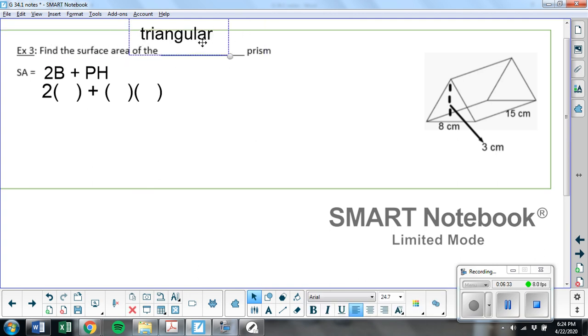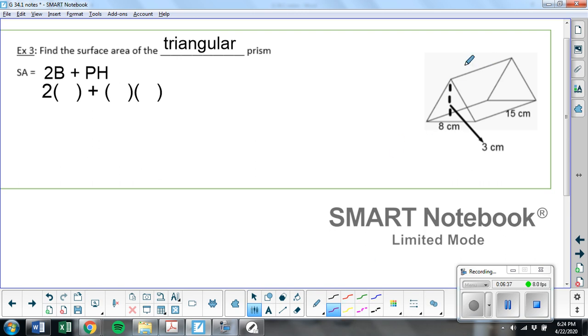And the reason I know it's a triangular prism is because there's a triangle base here and a triangle base back here, and everything else is a rectangle. That's always the pattern for prisms: 2 bases that are parallel to one another, everything else is a rectangle. So we need to find these 3 things.